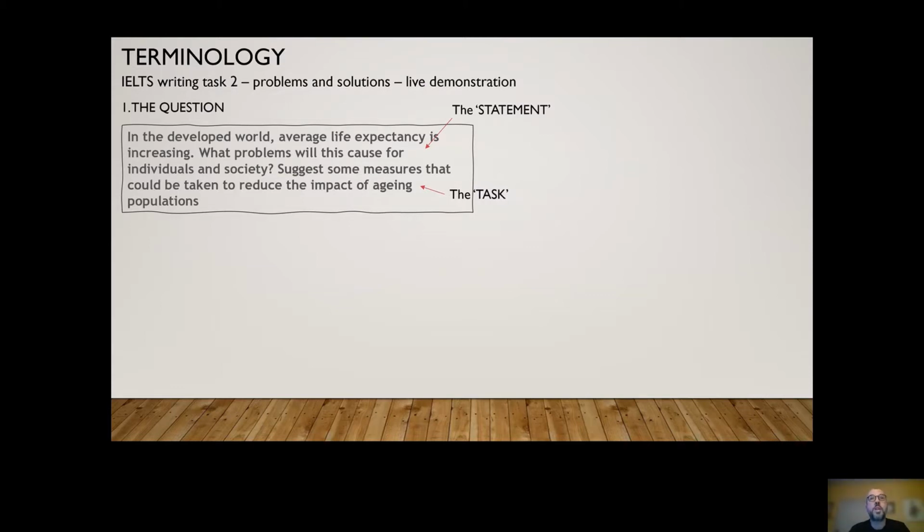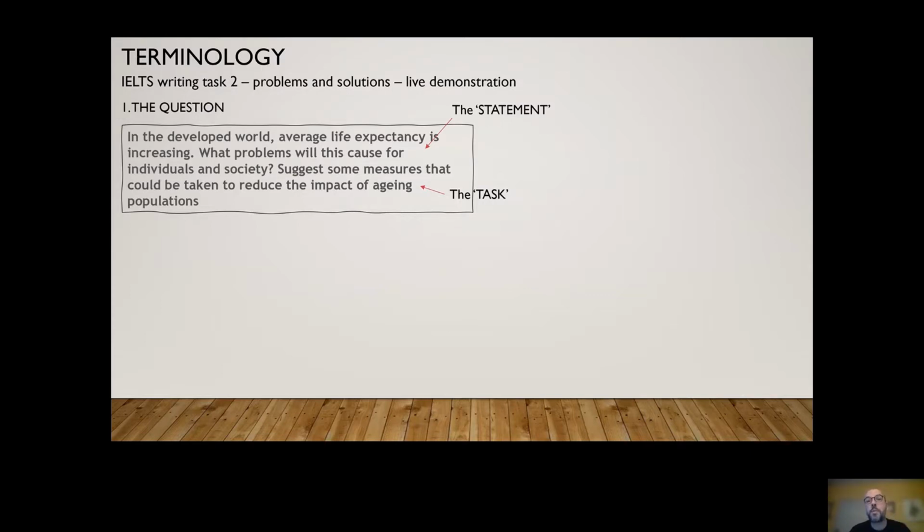The task needs to be read really carefully, and it will fall into one of the categories of IELTS Task 2 writing. It could be, to what extent do you agree? It could be, discuss both views and give your opinion. It might be a two-part question, which we'll talk about in another video as well. In this case, the task says, what problems will this cause for individuals and society? Suggest some measures that could be taken to reduce the impact of aging populations.